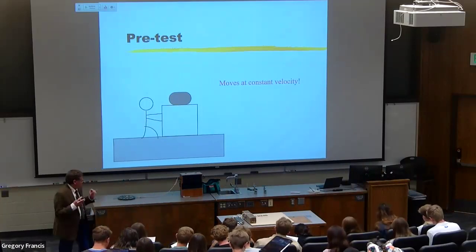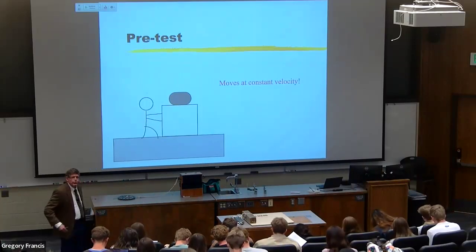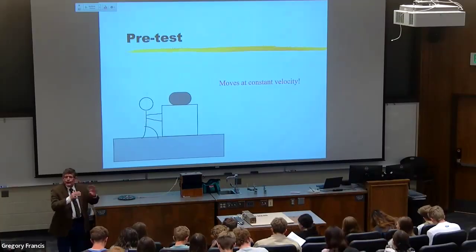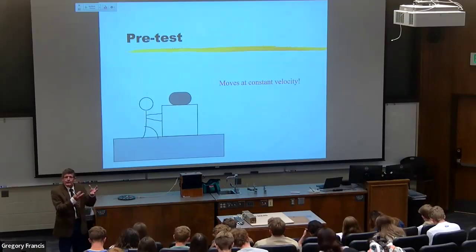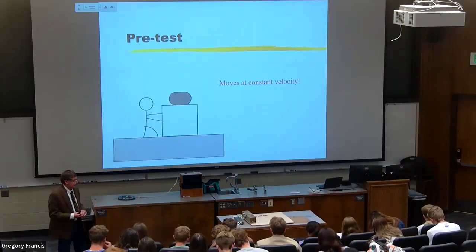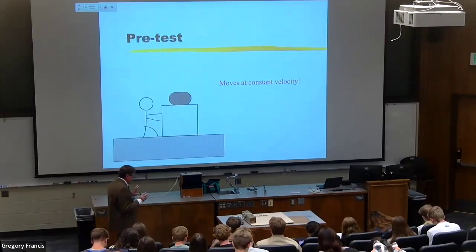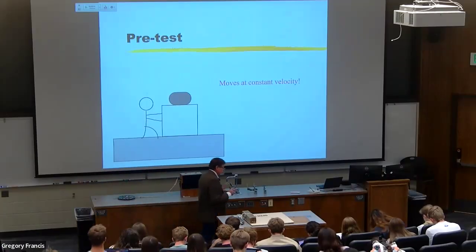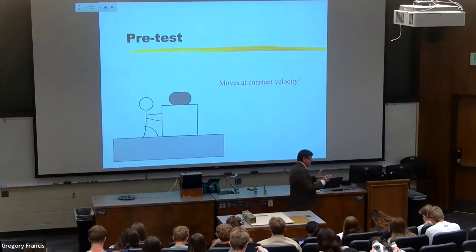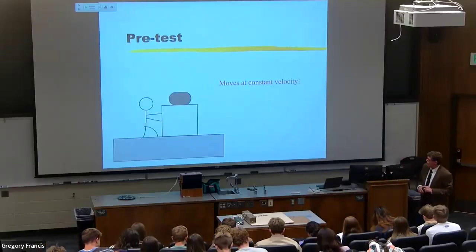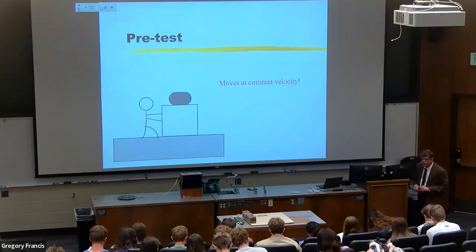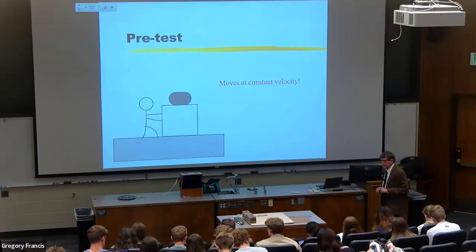You are pushing this crate across a rough floor. The crate has lots of nooks and crannies. It's rough. And the rock has lots of nooks and crannies. It's rough. And you're pushing that crate across the floor at a constant velocity. And so you're asked to draw free body diagrams for the crate and the rock.